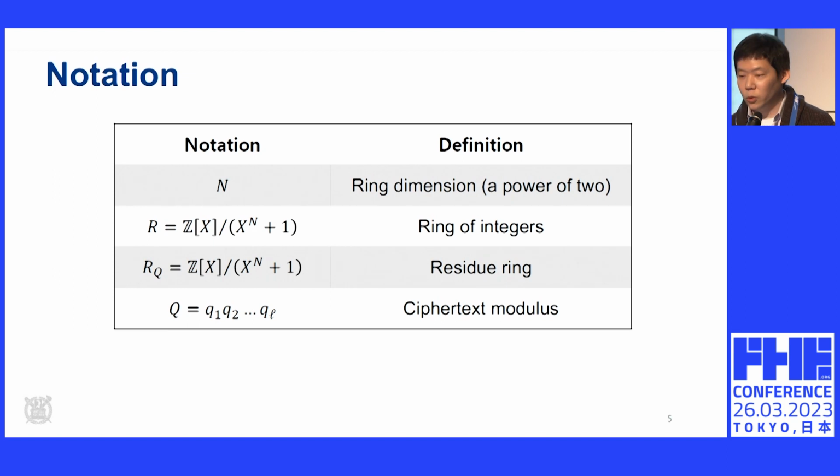Okay, so in this talk, N is going to be the ring dimension, which is a power of two, and R is a ring of integers. R sub Q is R mod Q, and here the ciphertext modulus Q is a product of Q1 to QL. Let's say Q1, Q2, QL are distinct word-size primes.